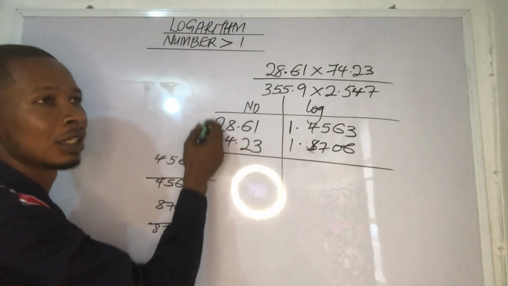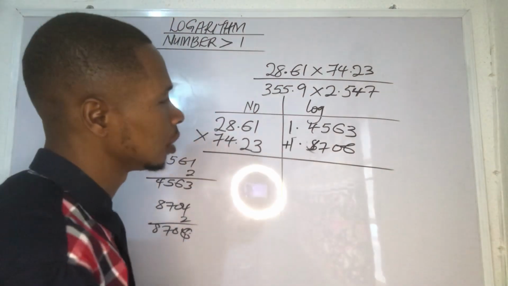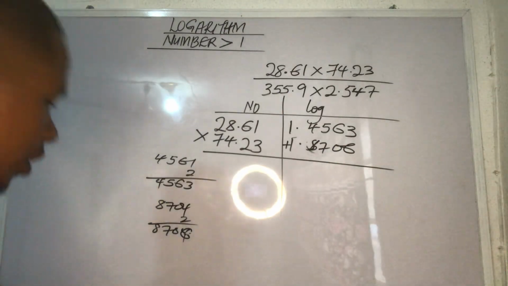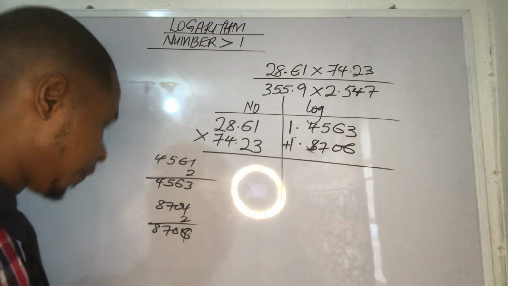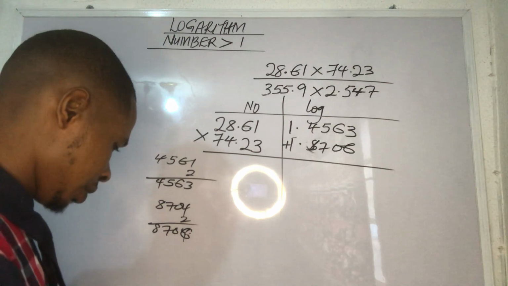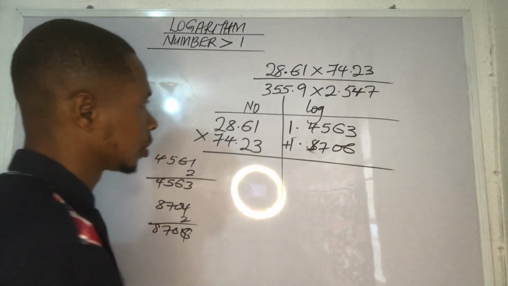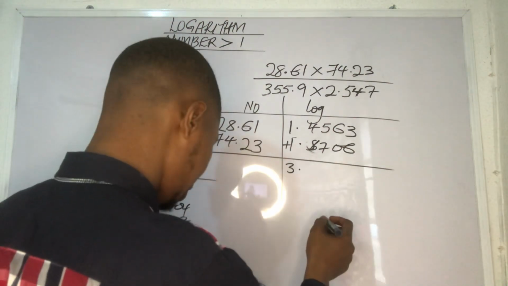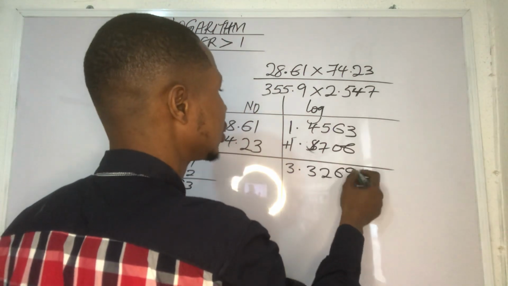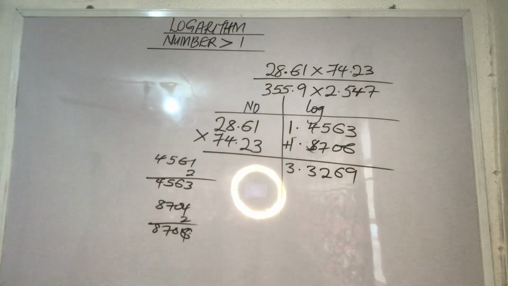Now, since I'm multiplying this number by this, I will add in this place. So if I add this to this, what do I have? I have 1.4563 plus 1.8706. So that will give me 3.3269.